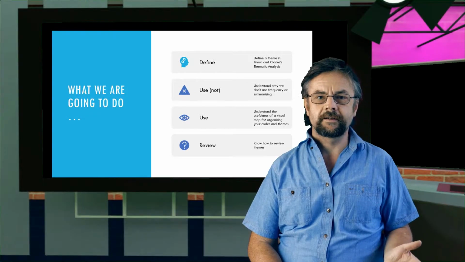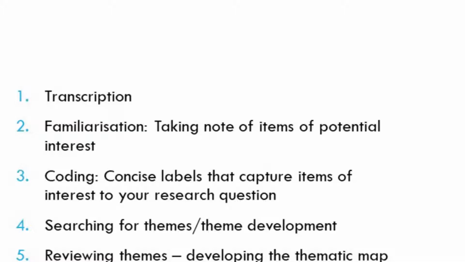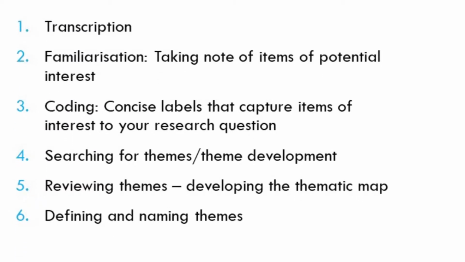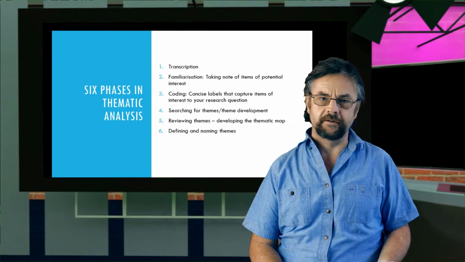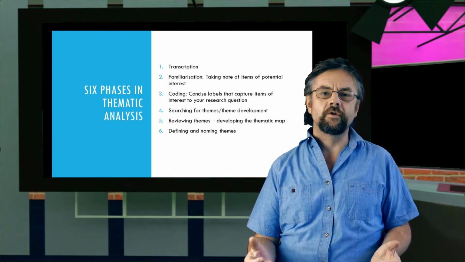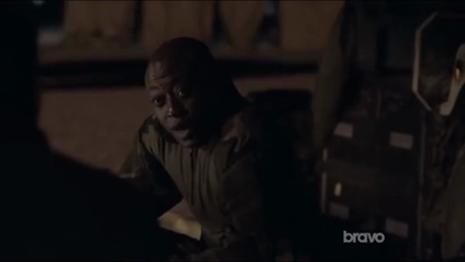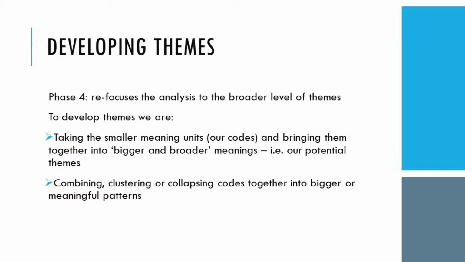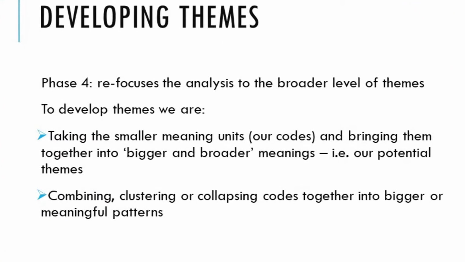So these are our 6 phases of thematic analysis, and we're going to be looking at phases 4 and 5. So developing our themes. This comes after we've done our coding. And here in phase 4, we start to focus on themes. This is kind of broadening out of our analysis. We're joining together our codes into bigger and broader potential themes. You gotta think big picture. Another way of thinking about this is combining, clustering, or collapsing codes together into bigger or more meaningful patterns.